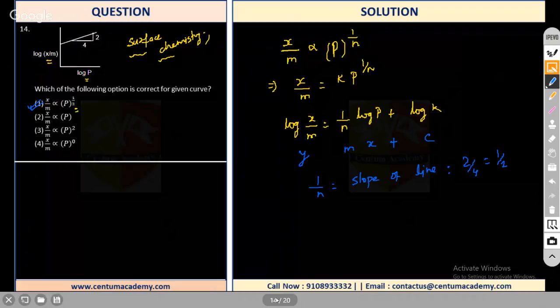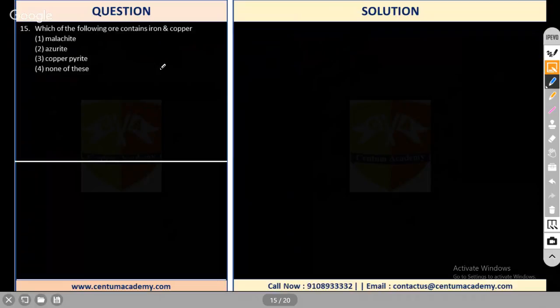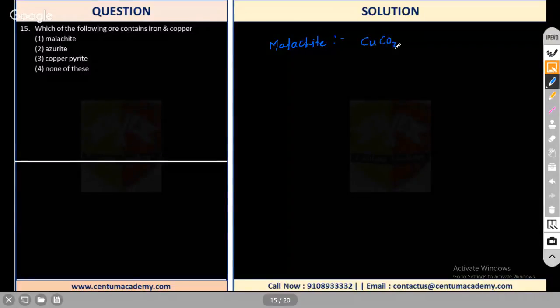Question number 15. Which of the following ores contains iron and copper? This is also a memory-based question. Malachite: it is a carbonate of copper, CuCO3·Cu(OH)2. I have written down the formula of this.